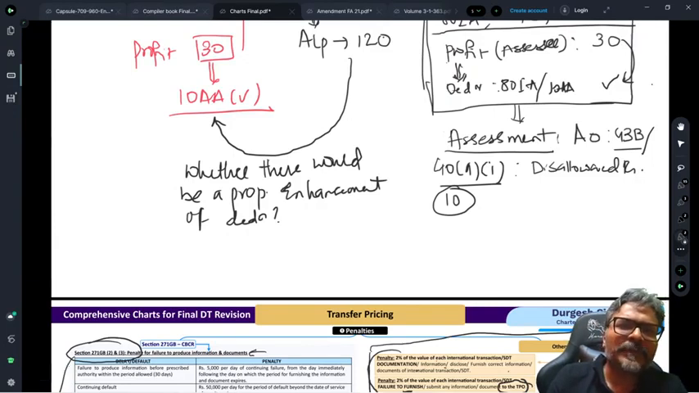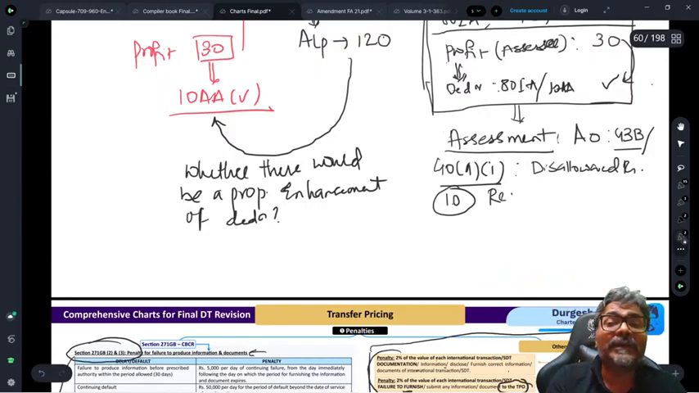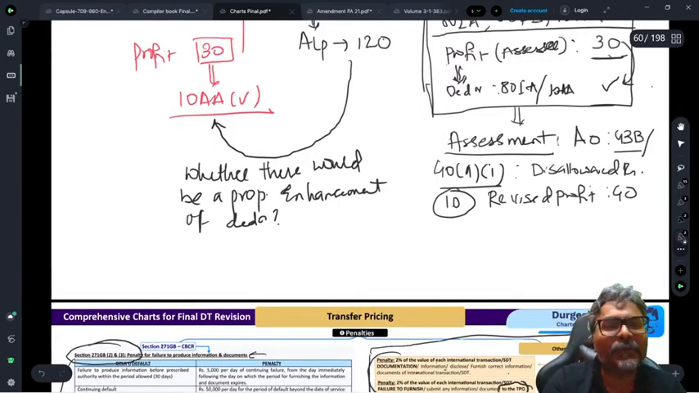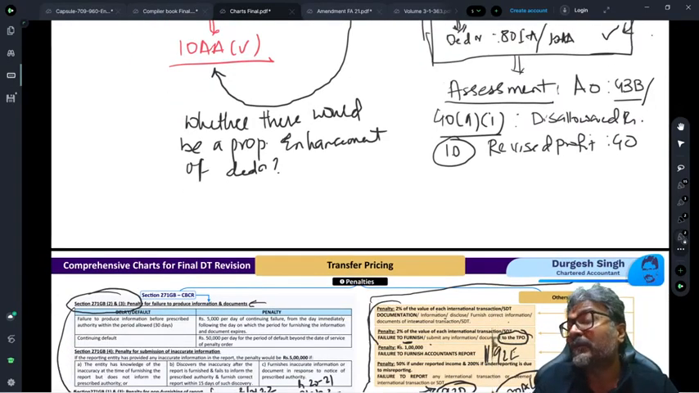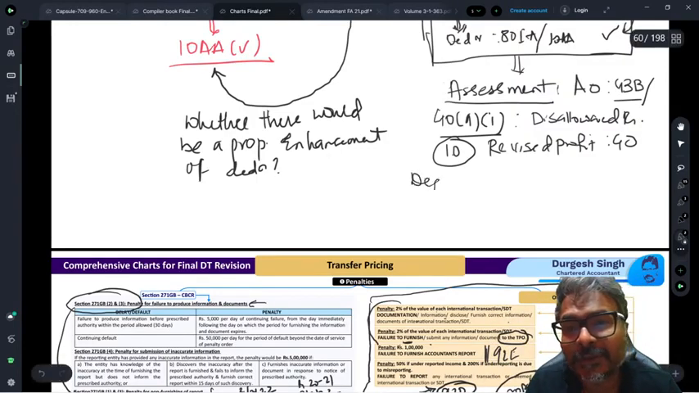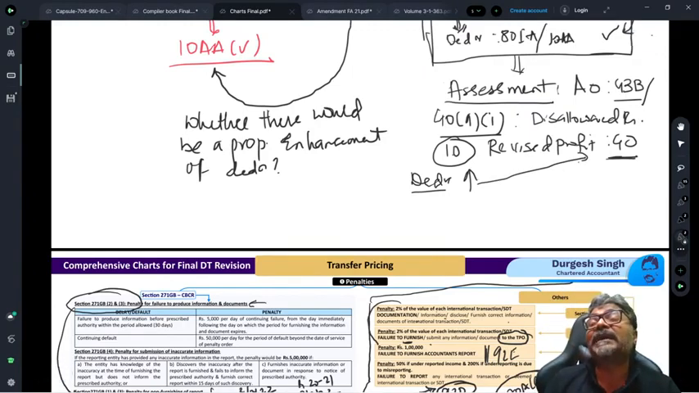Now, students, in the assessment, if the AO applies 43B or 40(a)(ia) or any other disallowance provision, he is disallowing 10. So what is the revised profit? After the AO's disallowance, it becomes 40, because originally SSC in the return of income has shown the profit at 30. After the disallowance that the AO has done in the assessment, the profit is 40. The question therefore to all of you is whether the deduction will also be enhanced on this particular disallowance of rupees 10 that the AO has done.